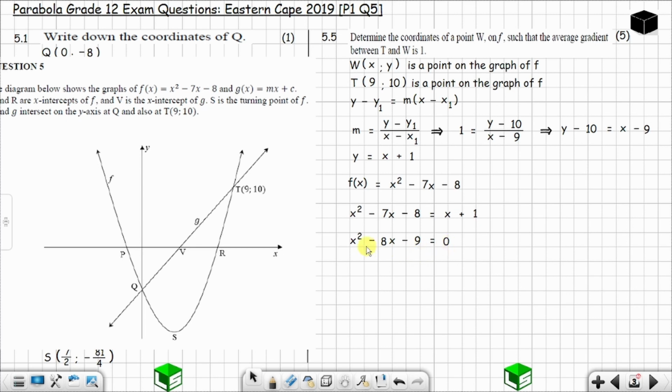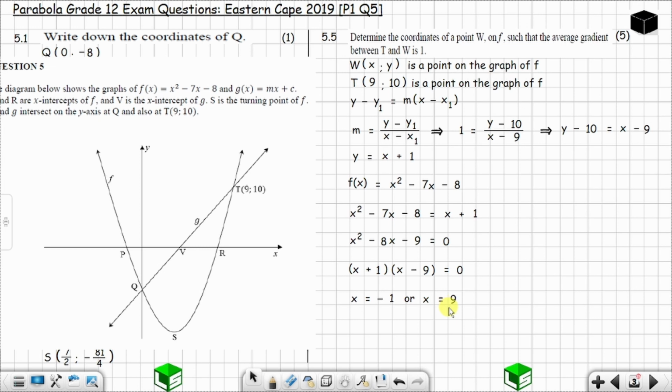You carry on. Now you can factorize this into two brackets like this. You have x squared, so you are going to have x times x. Which two numbers, when you multiply them, give 9, and when you add them, give negative 8? You have 1 and 9. 1 minus 9 gives you minus 8, so you have plus there and minus there. 1 times 9 gives you 9. So x is equal to negative 1, or x is equal to 9.